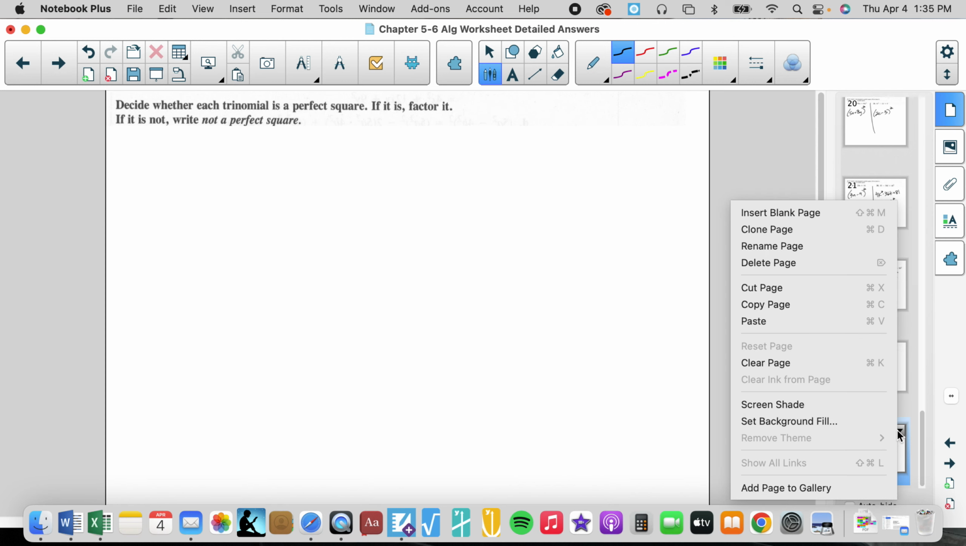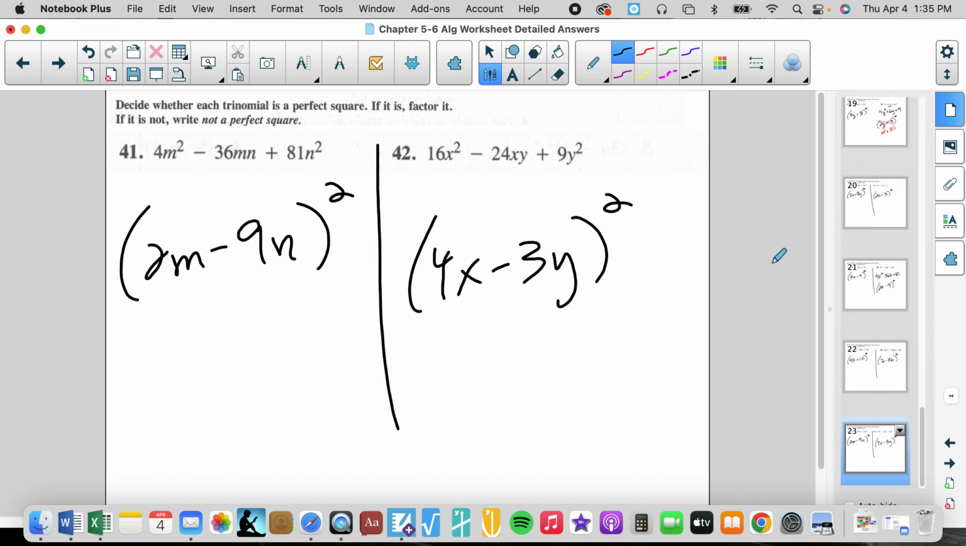All right, there we go. We can delete this page. There was an extra one. Delete the page. All right, so that's what's expected. Again, that level of recognition, that level of fluency. Good luck.